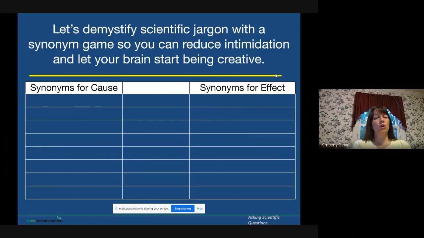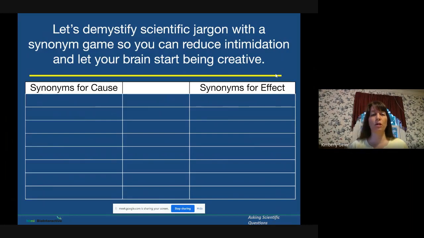To start off, just to make this a little easier and not quite so scary, some people are really afraid of making scientific questions or think that it's really hard to come up with a good scientific question. So, just to get your creative juices flowing, let's, for a few minutes, talk about some synonyms. What else could we say besides cause? Or what else could we say besides effect? So I actually want you to stop and think for a few minutes. What are some other words for cause? What are some other words for effect?